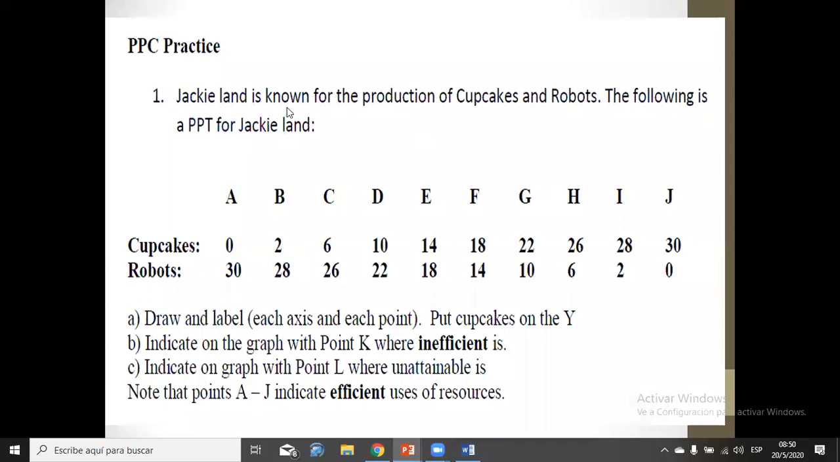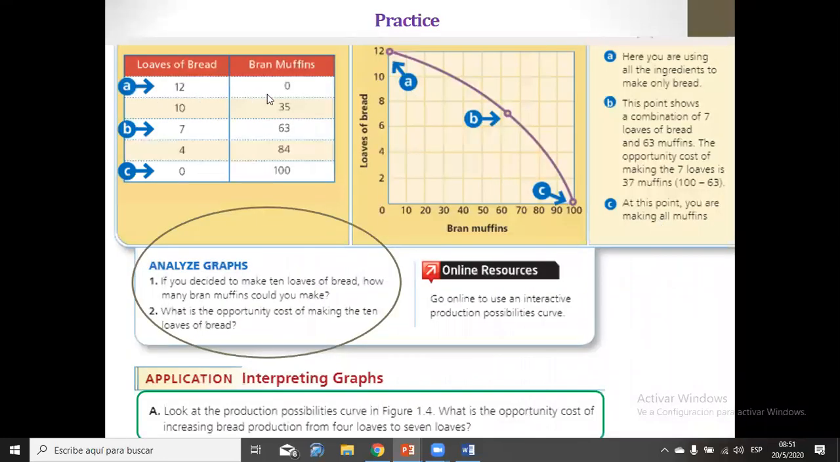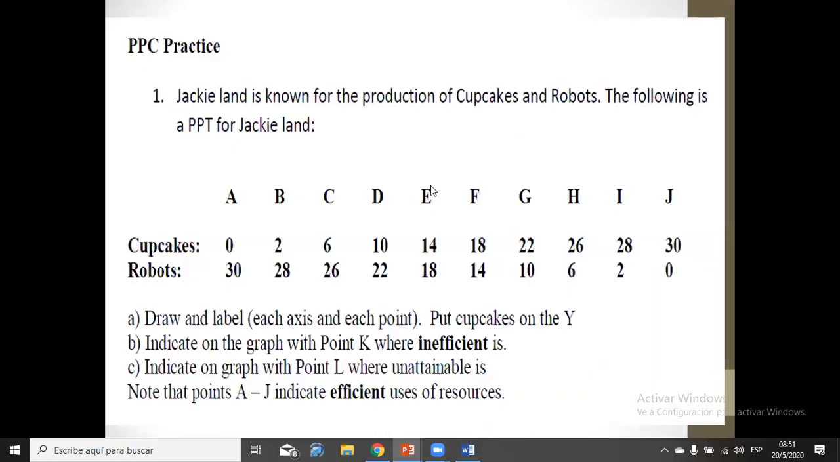Okay, Jackie's Land, that's the business, is known for the production of cupcakes and robots. The following PPT is for Jackie's Land, okay? Now you have to draw the same. The difference is that over here there are how many combinations? 1, 2, 3, 4, 5, 6, 7, 8, 9, and 10 combinations. And over here you only had 1, 2, 3, 4, and 5 combinations, and they place all the dots over here. So you will have something like that.